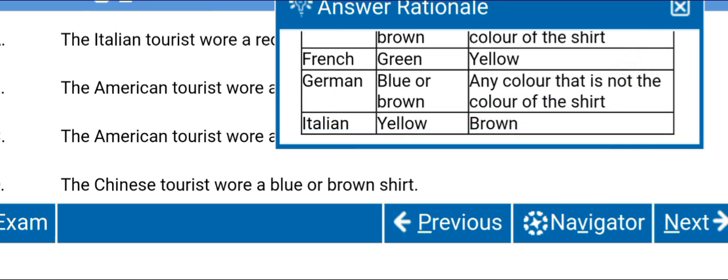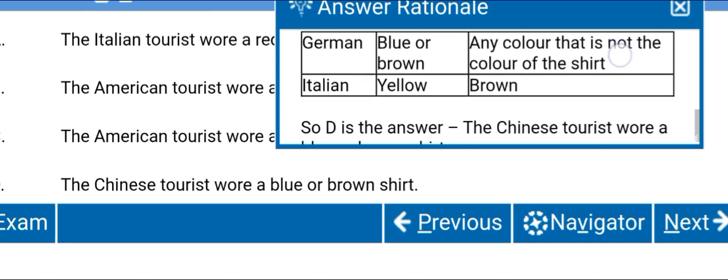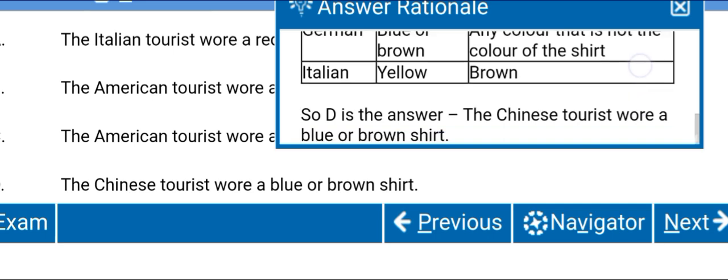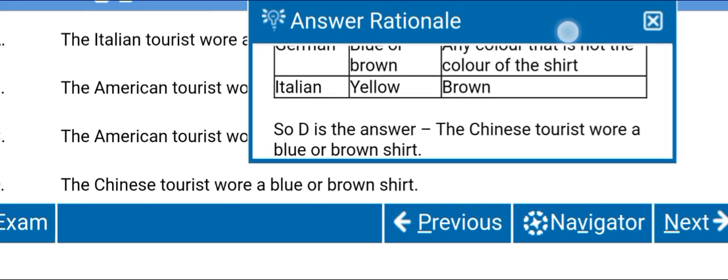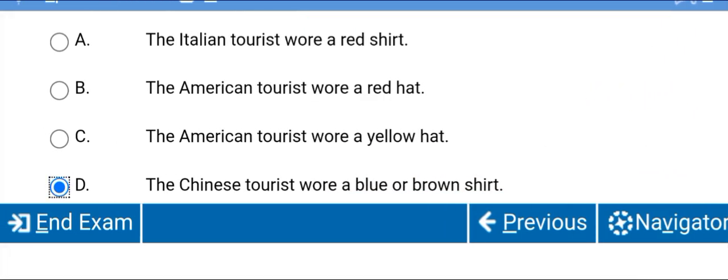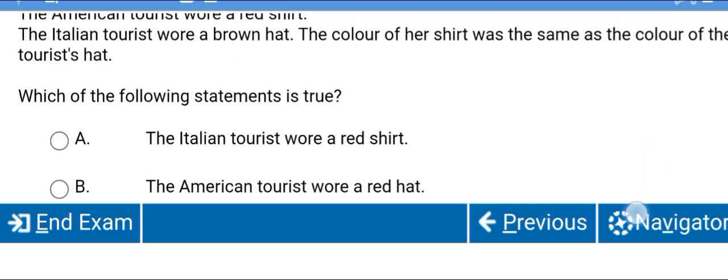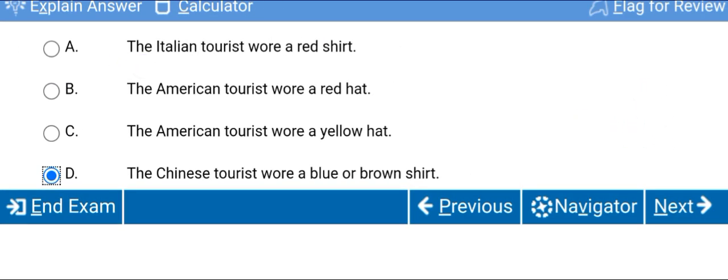French having green color of shirt and yellow hat color. German blue or brown shirt color and any color that is not the color of the shirt. Italian yellow and having a brown hat. So D is the answer, that the Chinese tourist wore a blue or brown shirt. So here the correct option is option D. This statement is true.